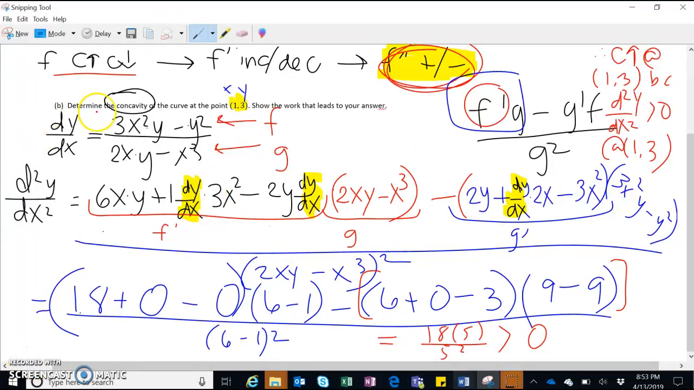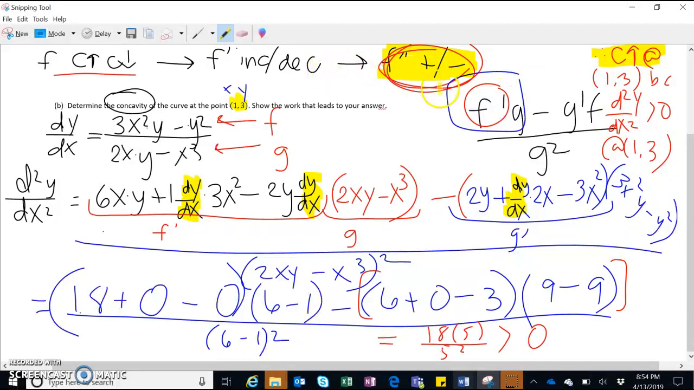Okay guys, I got cut off there in that last video, ran out of time, but I just wrote my conclusion up here at the end and I wanted to bring that to your attention. I'm able to determine that the curve is concave up at (1, 3) because after all that work, my double derivative is a positive number. It's greater than 0 at this point.